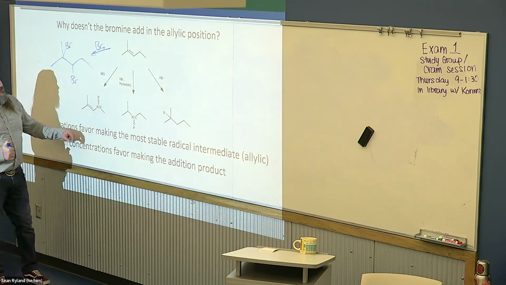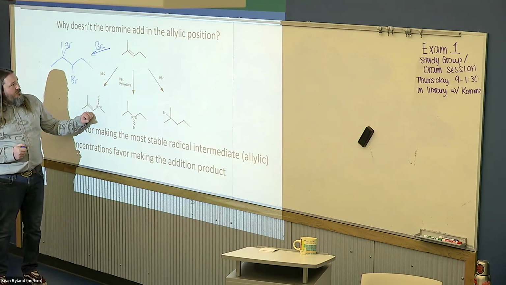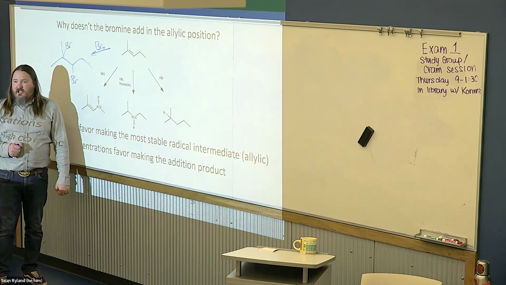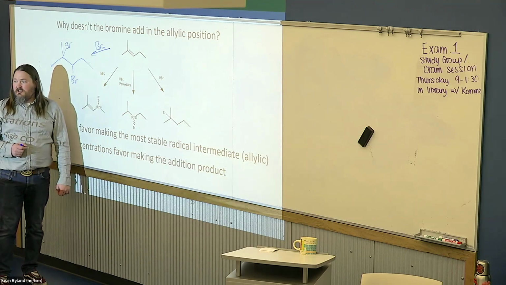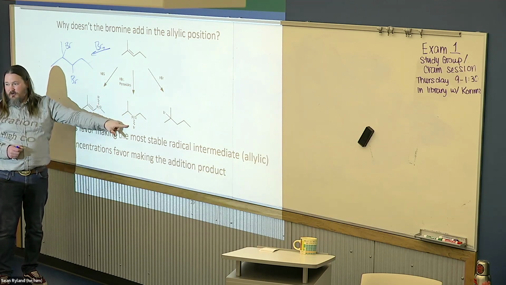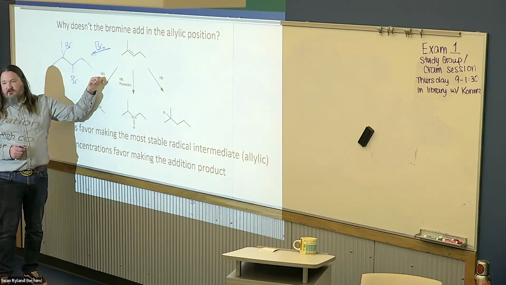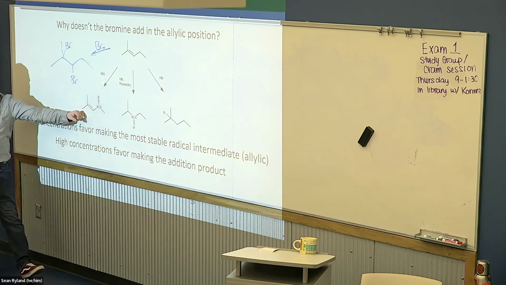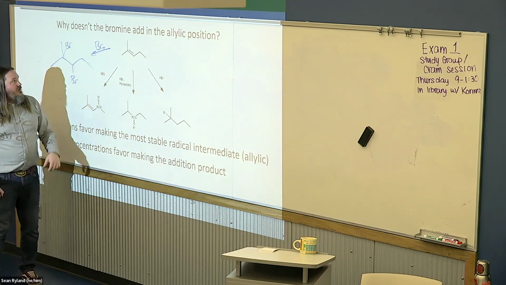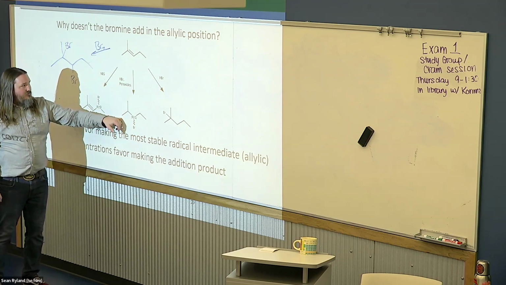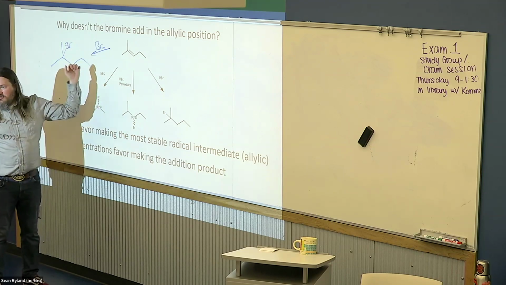Right, and so in theory, if we ramped up the concentration of NBS enough and didn't shine much light on it, or if we did NBS in the presence of peroxide, we would probably get this. But it's the low concentration of bromine with the light that allows us to make the allylic bromination. Higher concentration of bromine with light or peroxides is going to give us one of the addition products.